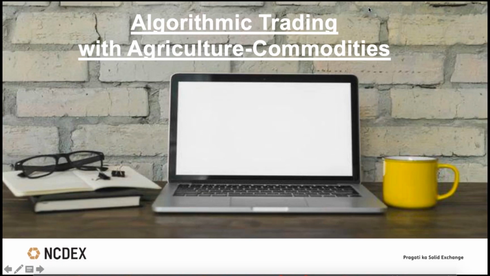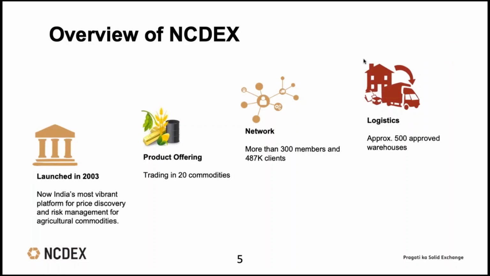Today we will be discussing algorithmic trading with commodities, and specifically agricultural commodities. I'm working with NCDEX, the National Commodity and Derivative Exchange. NCDEX is among the top 4 trading exchanges in India, and it is the largest agri-commodity exchange. It was started in 2003 to help farmers mitigate their risk using hedging and arbitrage. We offer around 20 commodities for trading. There are 300 members and brokers with 487,000 clients. We also have a subsidiary which has around 500 approved warehouses.